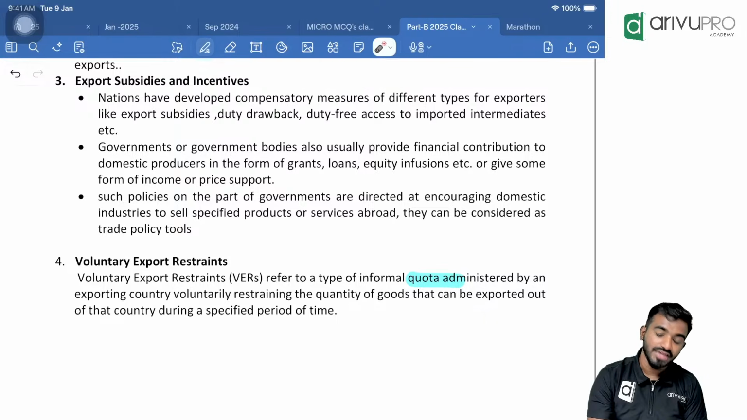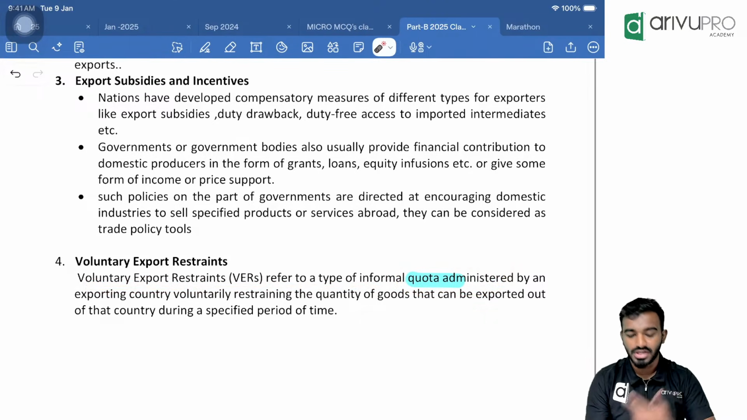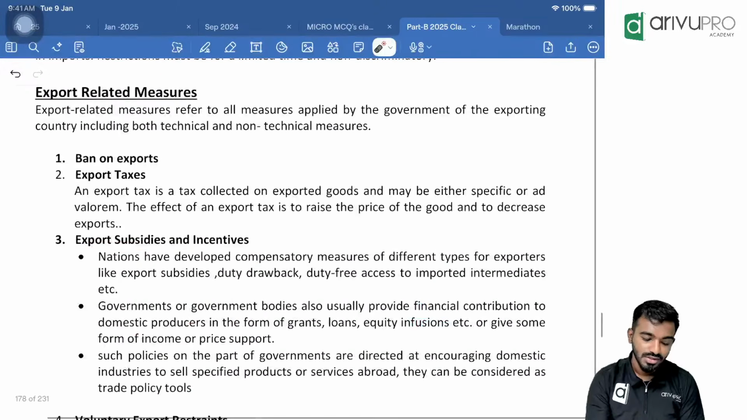So what quantity will we allow you to export? Beyond that, we don't allow. Still, if you want to send it, there is excess tax. Like this, voluntary export restraint is a quantity restriction on exports. So these are voluntary export restraints, and these are the 4 types of export related measures.